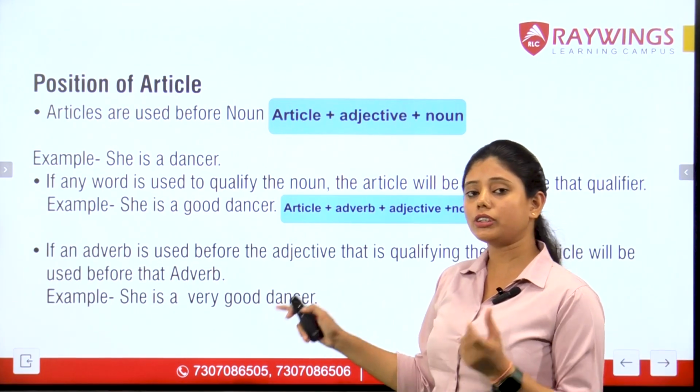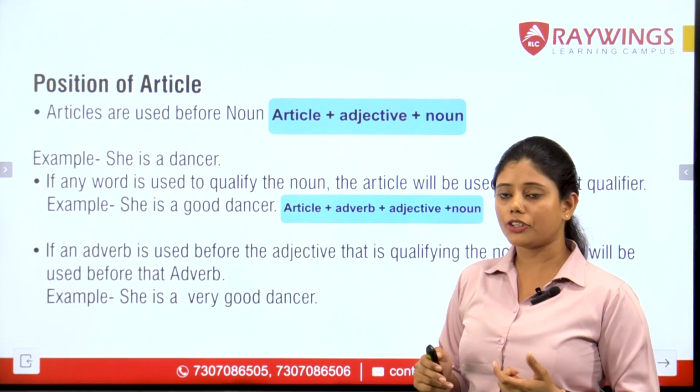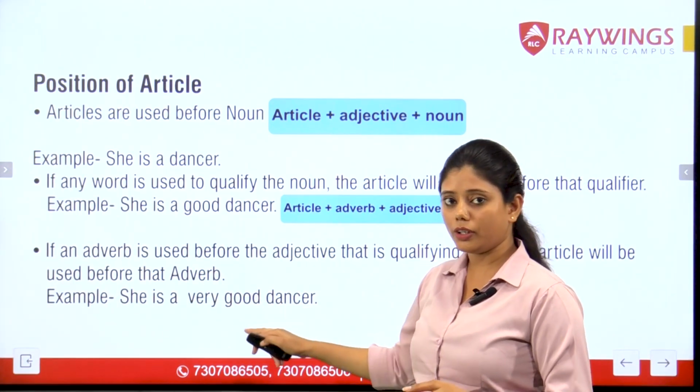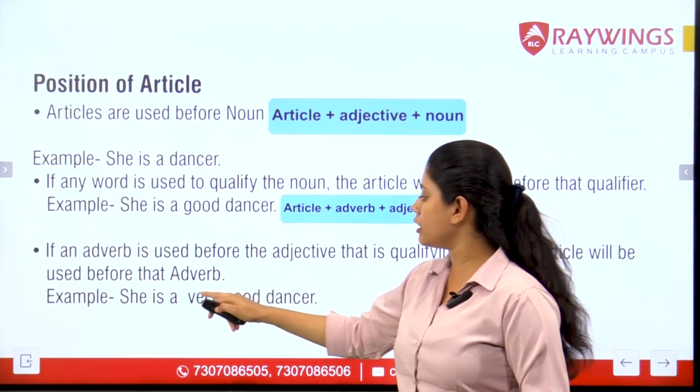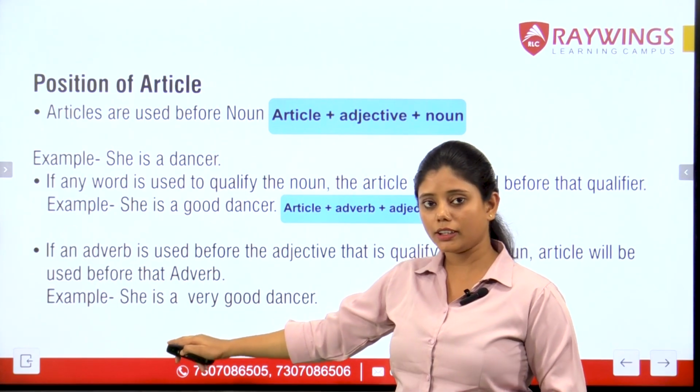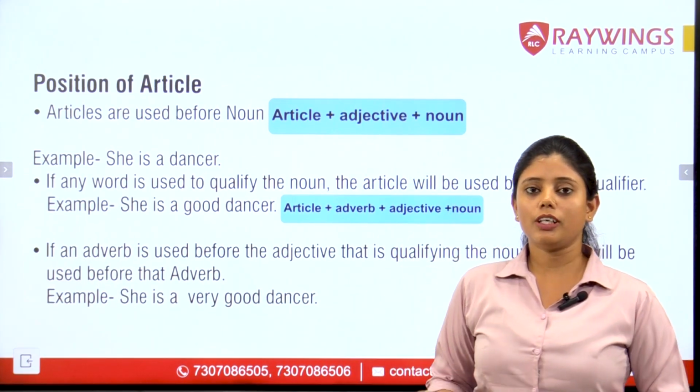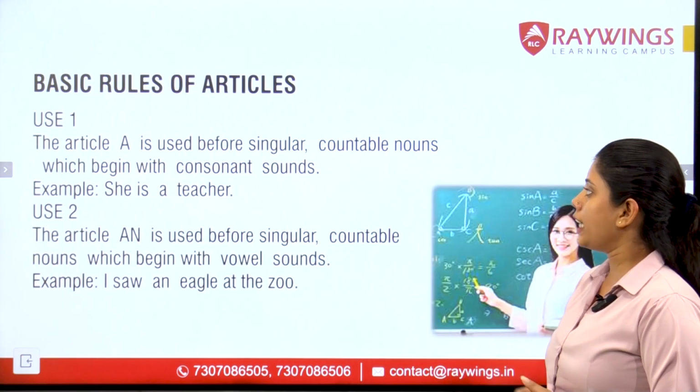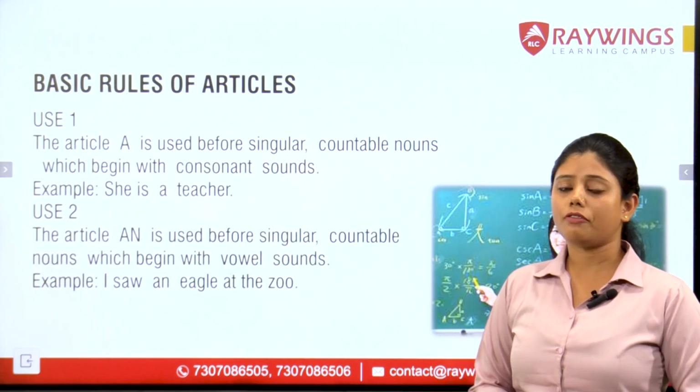But we have used an adjective and adverb combination here, that is very good. Therefore, we will use the article before "very", right? I hope this is clear to you. Let's come to the next slide. That says the basic rules of articles.